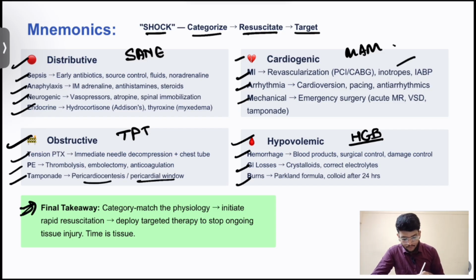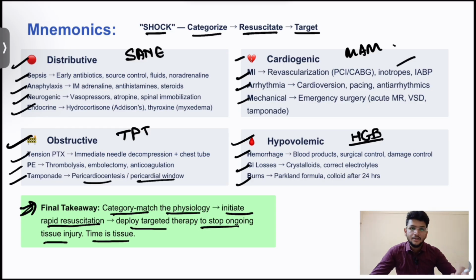Final takeaway from today's video is: category matches the physiology, initiate rapid resuscitation, deploy the targeted therapy to stop ongoing tissue injury, and time is tissue. Early diagnosis can help to cure the shock.